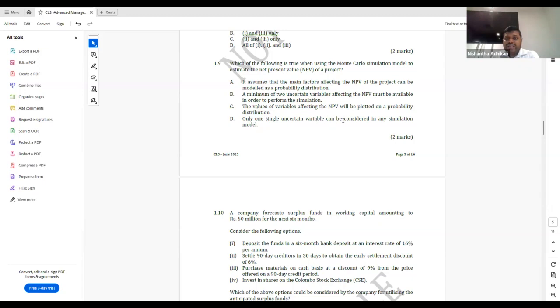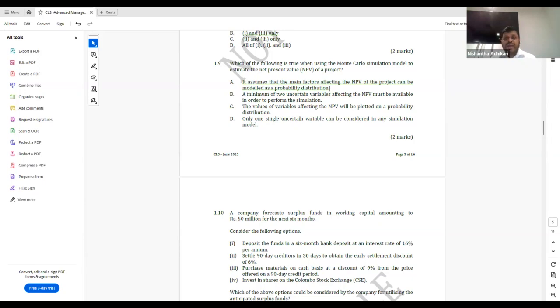Only one single uncertain variable can be considered in any simulation model? No. This is the correct answer: it will consider the main factors affecting the NPV in a Monte Carlo simulation model when developing, which may affect the NPV. Answer A is the correct one.